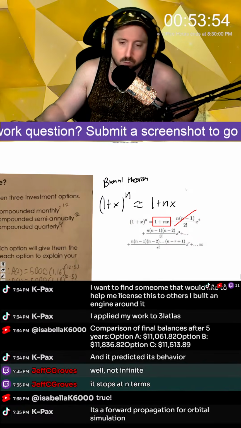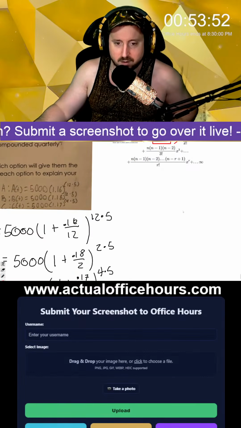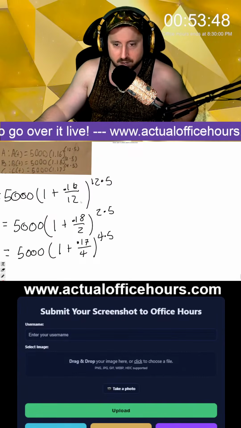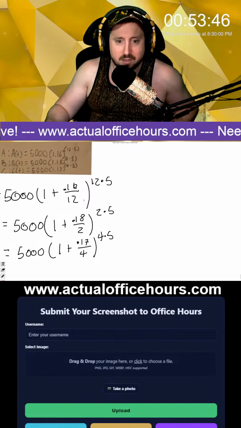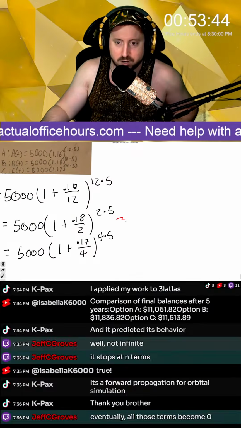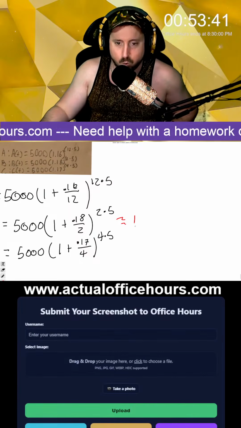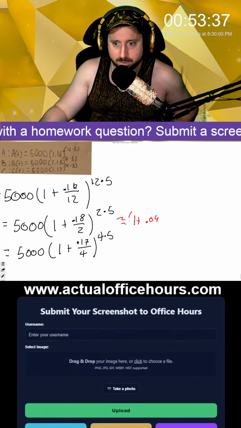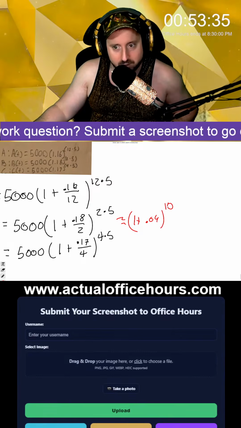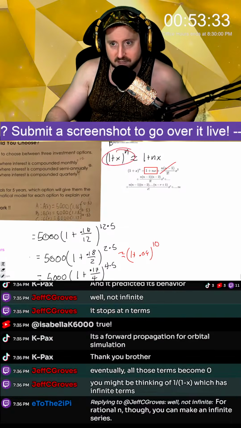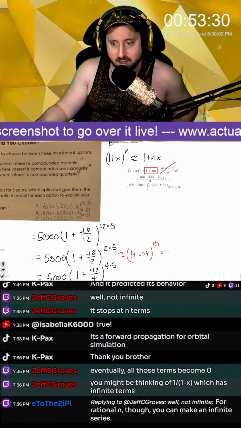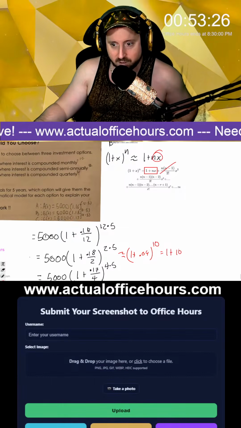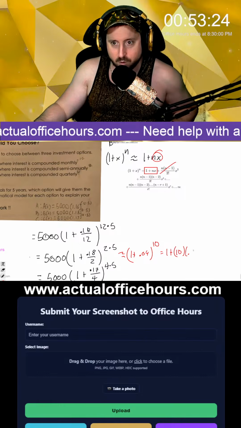One way to do this with what we had here. Eventually, all those terms become 0. Exactly, I agree. Let's say, for instance, for this one, let's try to estimate it. This would have been 1 plus 0.09 to the 10, right? From our formula here, 1 plus x to the n is the same thing as 1 plus n times x. So that'd be 1 plus 10 times 0.09.